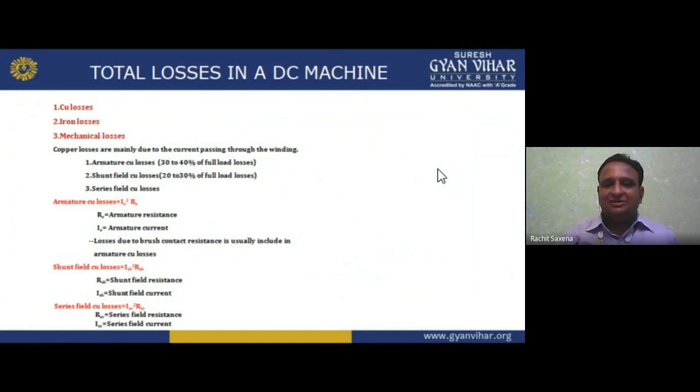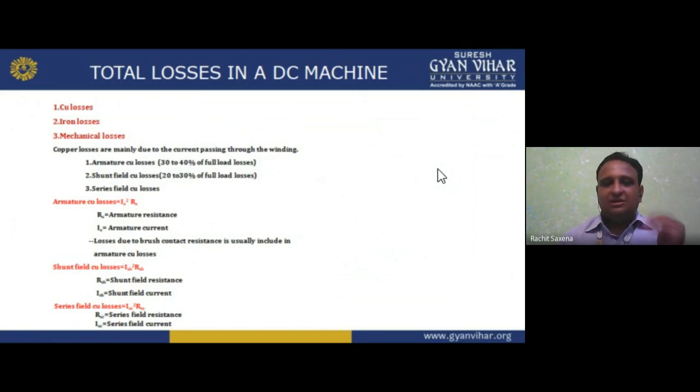I hope you understand. For understanding, take the output of the generator as 100 watt. In that 100 watt, 10% is the total full load loss, so 10% means 10 watt. In those 10 watt, 30 to 40% is your armature copper loss, that is 3 to 4 watt.